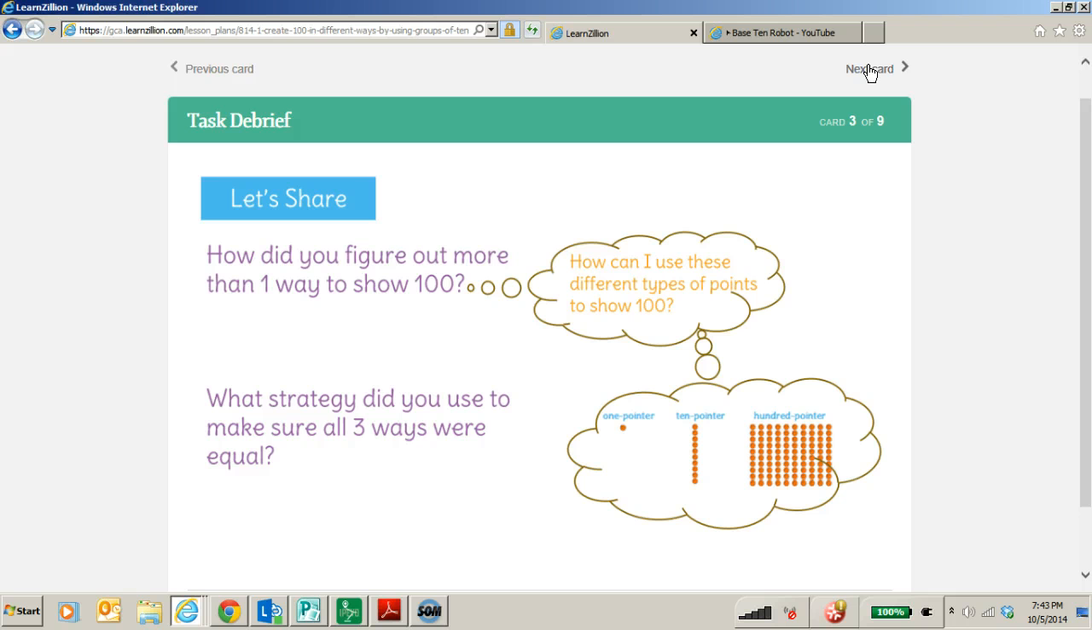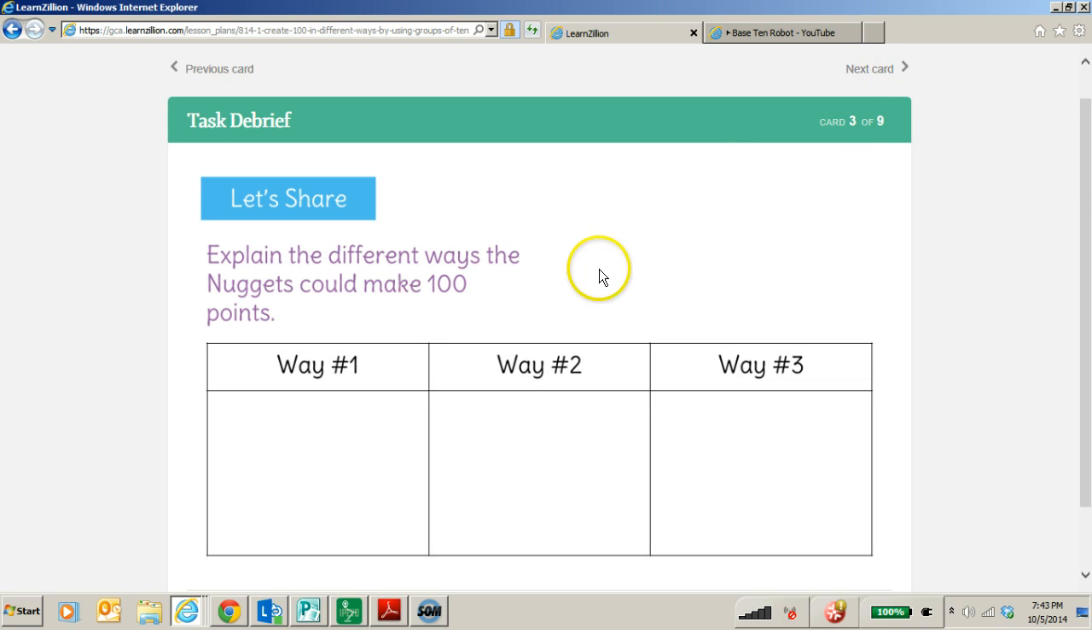And what I'm going to do is give you a few moments to think, and then I'm going to show you a few different ways with blocks on my own. But what I want you to do is pause the video and think about 100, and if there's different ways besides just using 100 ones or one 100 pointer. What are some different ways that you could make 100? So on a sheet of paper, write way 1, way 2, and way 3, and pause this video so that we can come back and talk about this together.